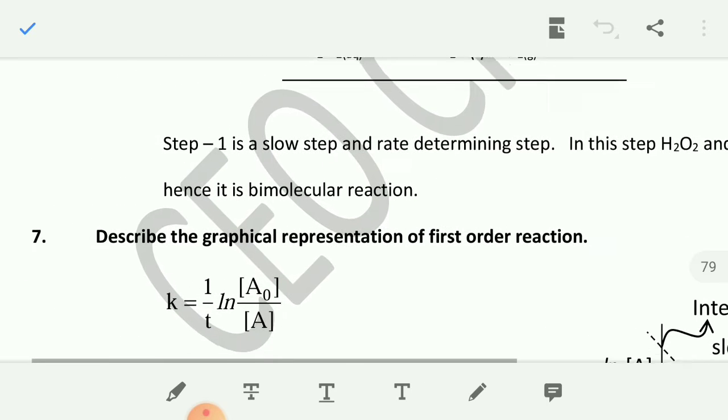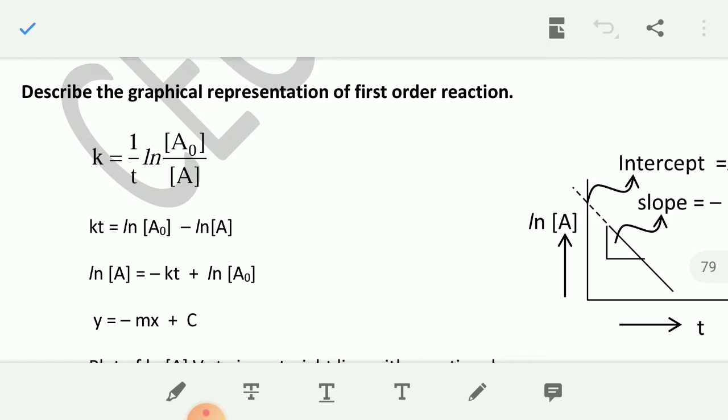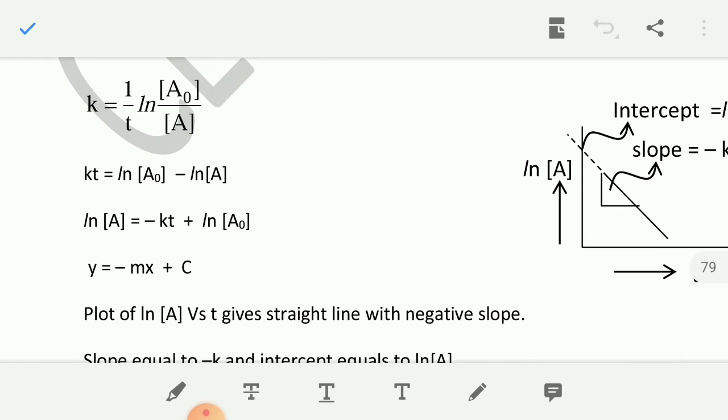Okay, then seventh question: describe the graphical representation of a first order reaction. K equals 1 by t ln A naught by A. So kt equals ln A naught minus ln A. So ln A equals minus kt plus ln A0. We can write this as y equals minus mx plus c.